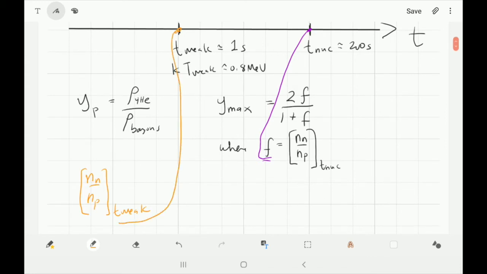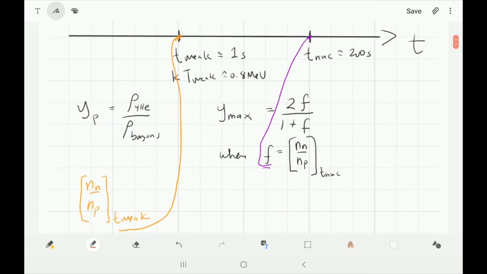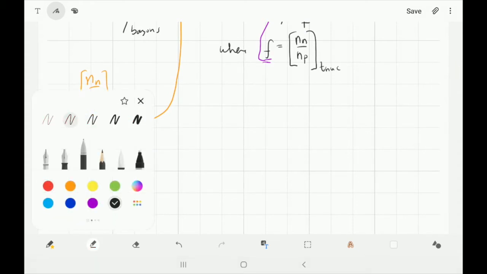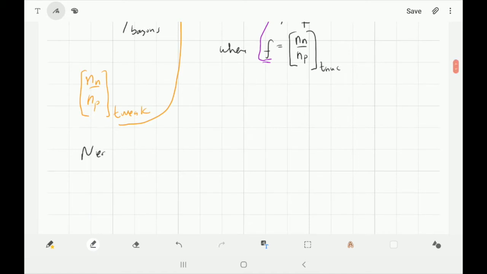And the question is, how does that ratio evolve from the time of the weak interaction freeze out to the time that nucleosynthesis begins? This is what I'd like to clean up in this video, in addition to giving you the solution. So, since we get to neglect all the interactions except for neutron decay, basically neglect everything except for the fact that neutrons decay.